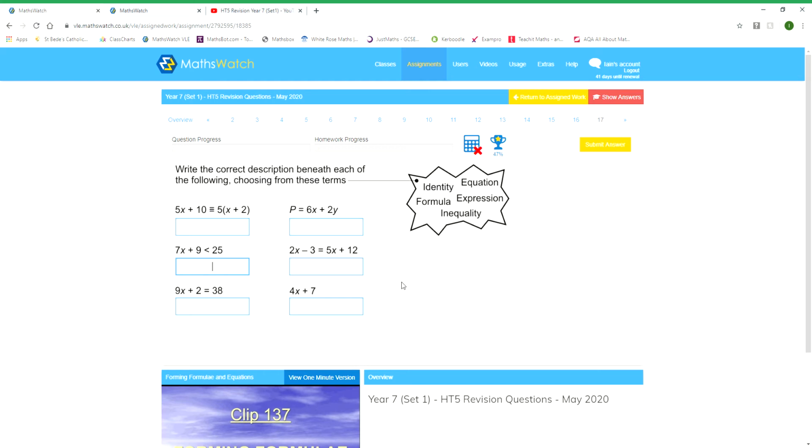this one here, for example, is going to be an inequality because of this inequality sign here, this kind of crocodile eating the biggest meal because he's the hungry crocodile. So this one is going to be the inequality.